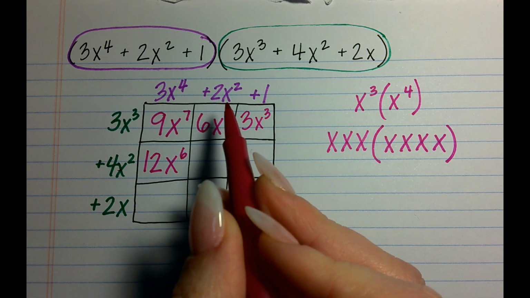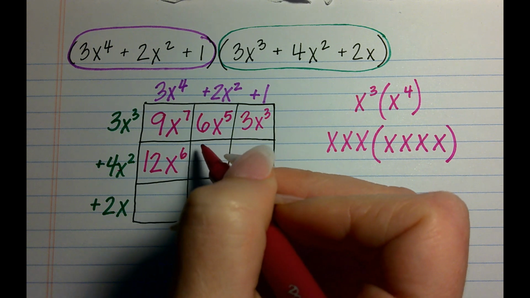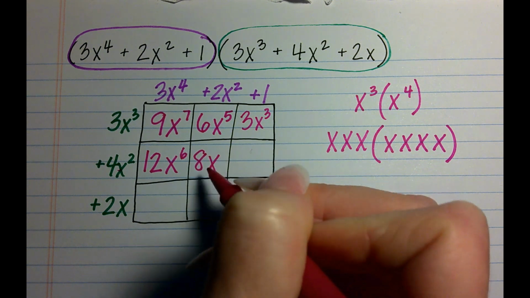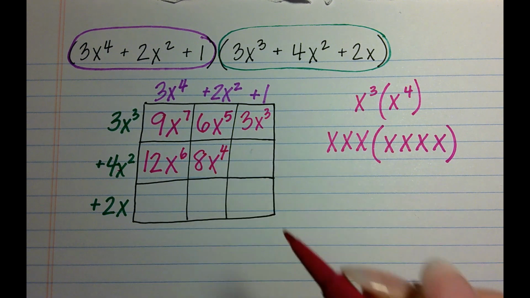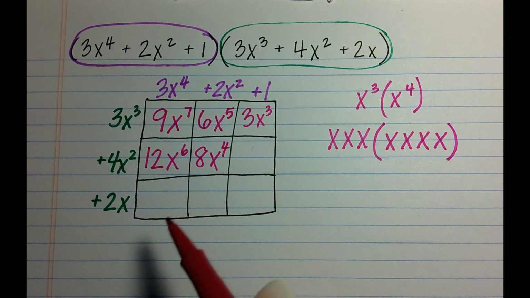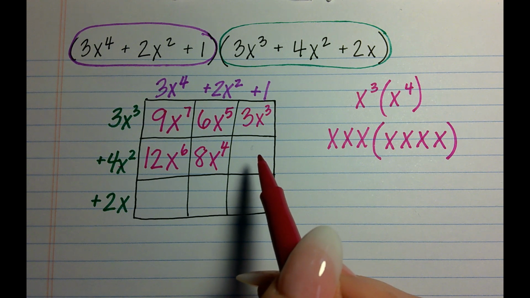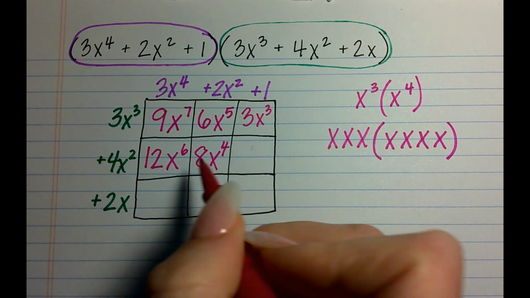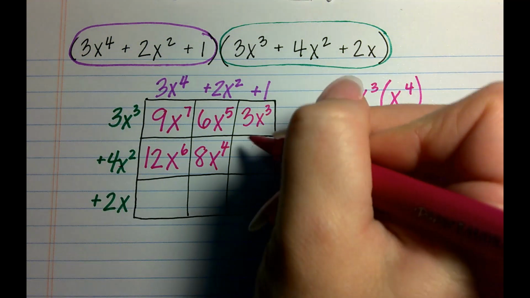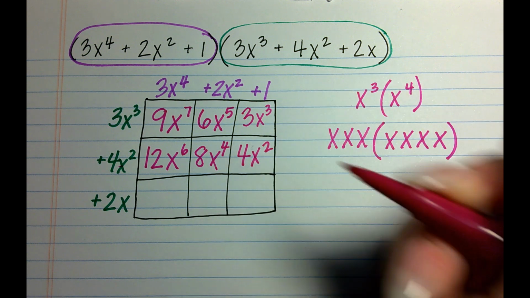Okay, how about my middle box? 2x squared times 4x squared. What's our coefficient? 8. X to the what? 4. Good. Look at all these different exponents. This is going to be a crazy answer. Okay, and last box in the second row. What am I multiplying? 4x squared times 1, which is 4x squared.